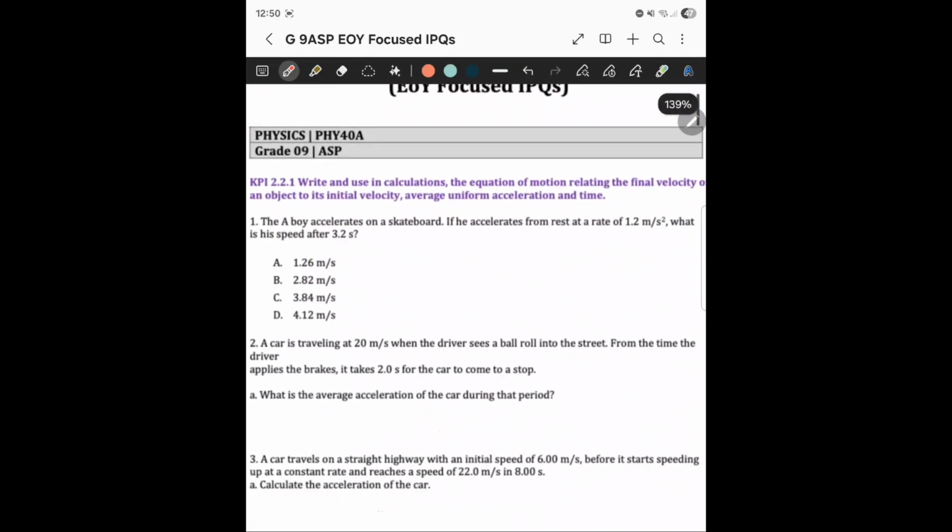A boy accelerates on a skateboard. If he accelerates from rest at this rate, what is his speed after 3.2 seconds? So VF equals, VI equals, A equals, T equals, X equals. I have 1.2 meters per second squared. That's acceleration. What is the speed after 3.2 seconds? That's a time. From rest. He started from rest. Starting speed was 0. I want the final speed.